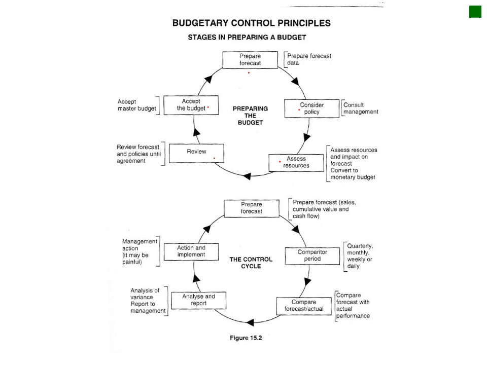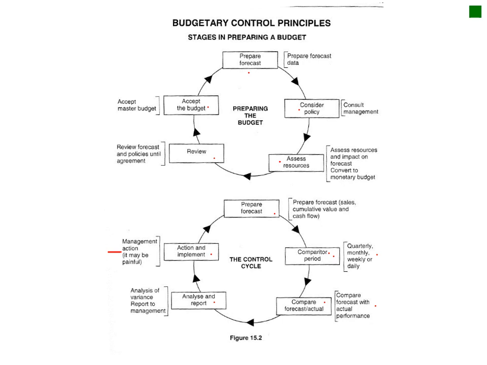And then the control cycle, in contrast to that, is to prepare your forecast, your comparator period, so you can compare the stuff. I've never heard about the word comparator before, so pardon me for that, but it's going to be compared, and then compare your forecast to your actual, and then analyze and report, and then you've got your action and implementation that follows within that. So remember that you've got your quarterly, monthly, weekly, daily, compare your forecast, actual performance, and so forth.